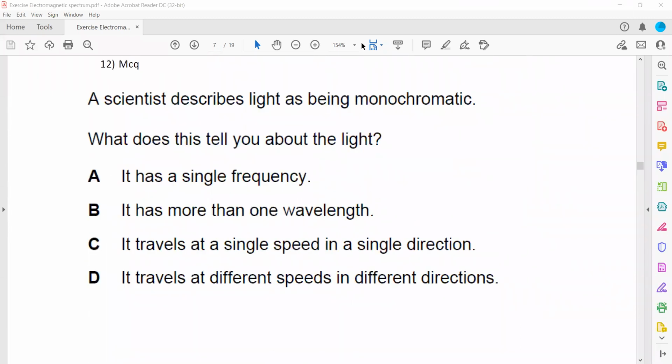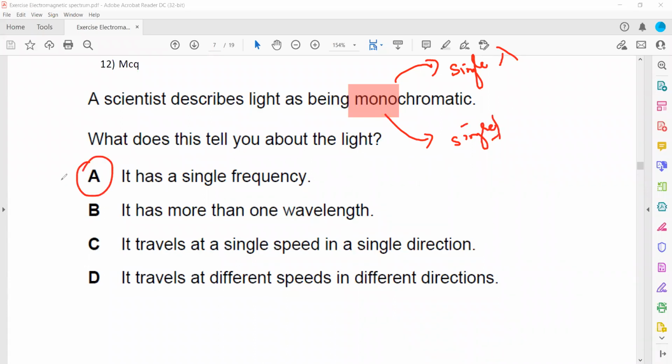Then scientists describe light as being monochromatic. The term monochromatic means light which has only one wavelength or one frequency. All the electromagnetic waves travel at the same speed in a vacuum, because between the sun and the earth there is a vacuum. So monochromatic means light having a single frequency or one wavelength, and that's why A is the right answer.